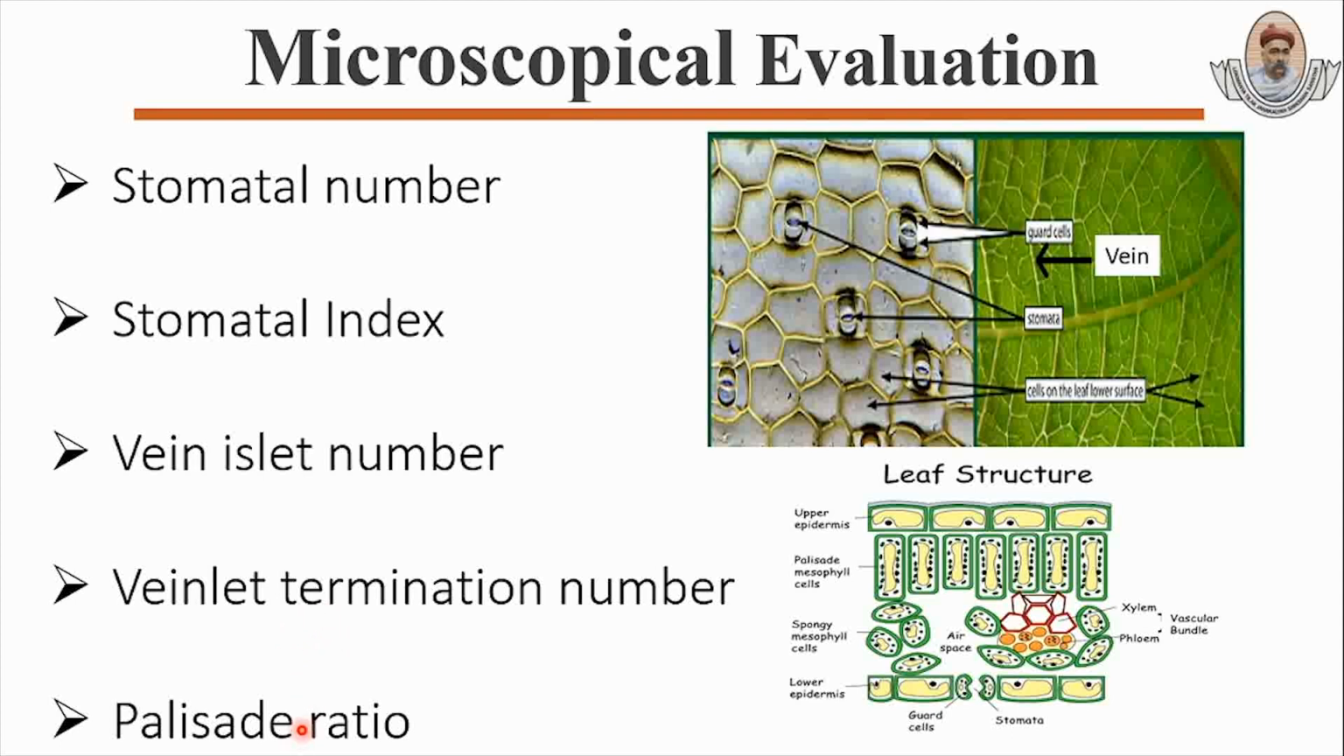Accordingly, palisade ratio, you can see here, these are the palisade cell, as this is a TS of a leaf, these are epidermal cell, these are palisade cell. In case of recording palisade ratio, we have to keep in mind one important thing. We have to count the number of palisade cell in given 1 square mm of area of leaf surface. During counting, we have to remember one thing which is very much important.